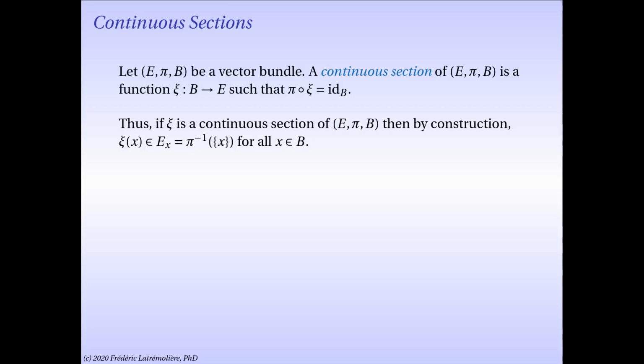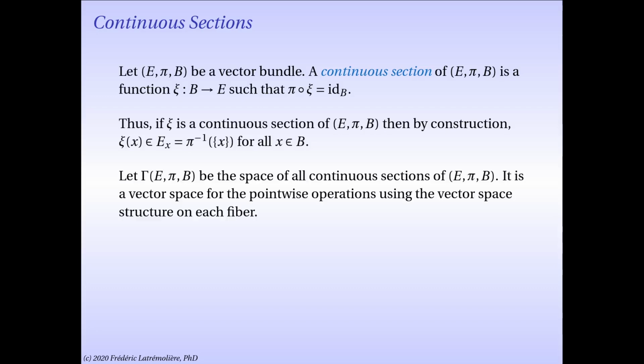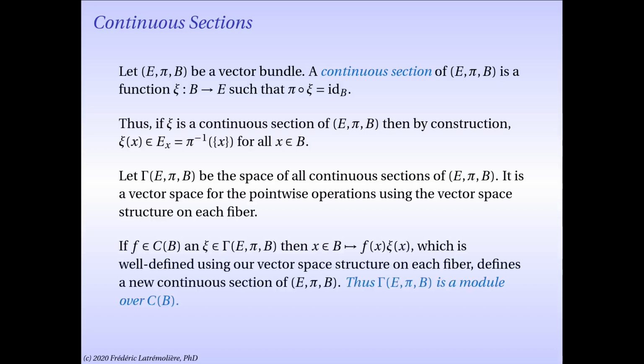Of central relevance to our work is the space Γ(E) of all continuous sections of the bundle (E, π, B). It is a vector space for the pointwise operations defined using the operations on the fibers. It is actually a module over the C*-algebra C(B) of complex valued continuous functions over the compact Hausdorff space B.